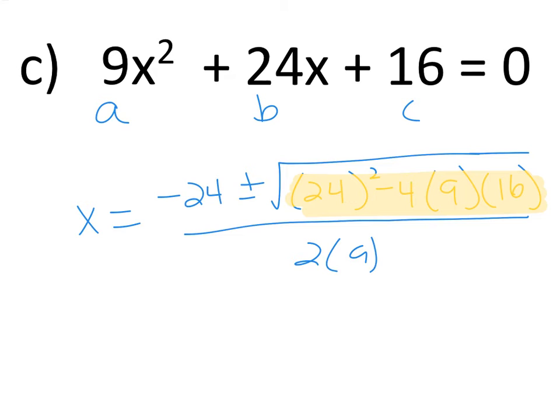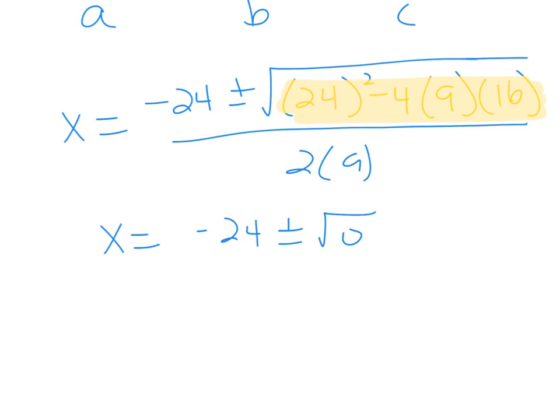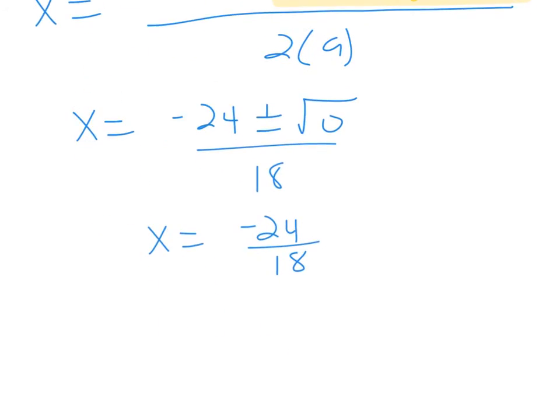So at this point right here, I've got x equals negative 24 plus or minus the square root of 0 divided by 18. So now when I'm looking at this guy, 0 is just 0. It's not going to go anywhere. So really all this is just going to drop off. So I'm going to end up with x equals negative 24 divided by 18 only, because that 0 is kind of worthless.